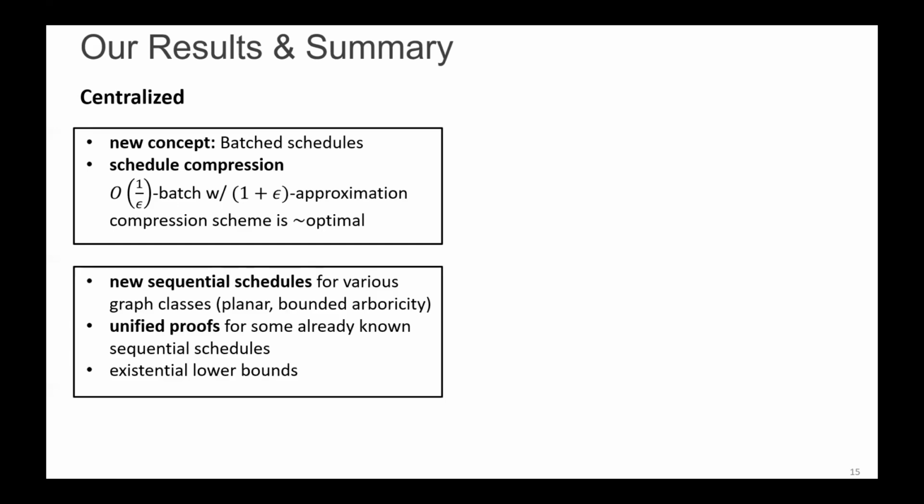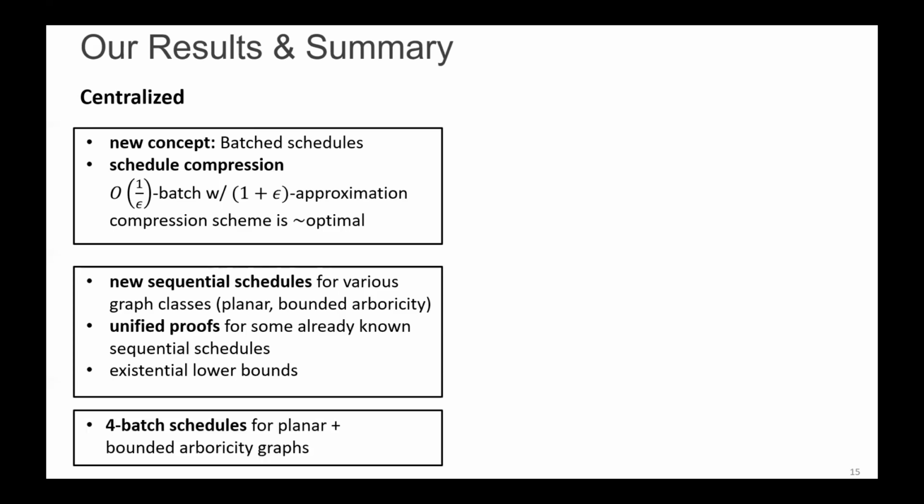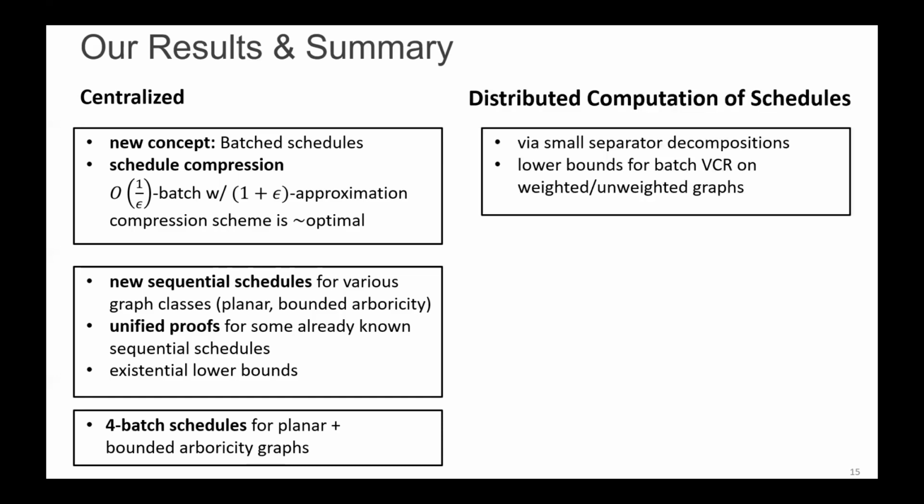Then we have several new sequential schedules for various graph classes, such as planar graphs and bounded diversity graphs. We also unify some proofs for already known sequential schedules for different graph classes, and we provide some existential lower bounds. We also provide some very short schedules for planar and bounded diversity graphs, which really just have 4 batches. This is a quick overview of the centralized results. Then we also have distributed results, where we have distributed algorithms, which I will tell you about later, to compute such batch schedules.